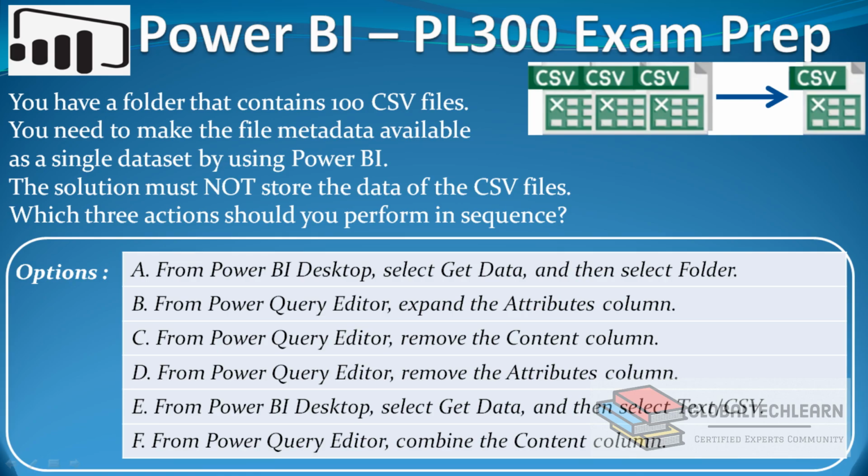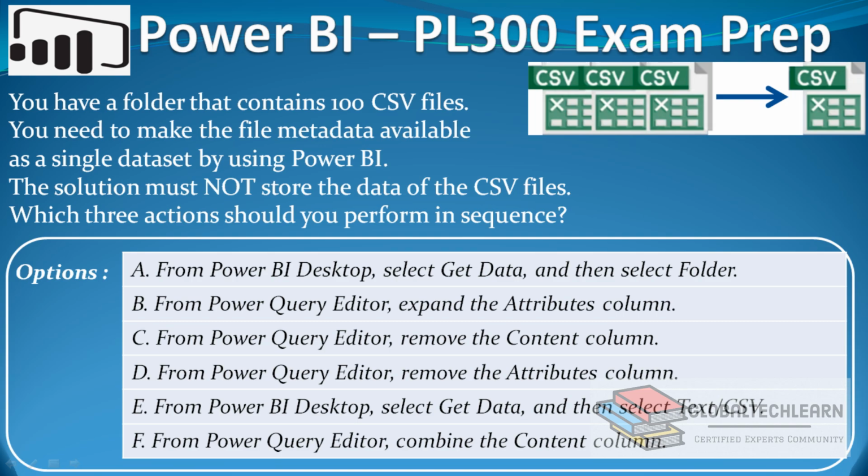In this video, we will practice a Power BI question related to combining multiple CSV files and getting metadata of each file. So the question is, you have a folder that contains 100 CSV files. You need to make the file metadata available as a single dataset by using Power BI. The solution must not store the data of the CSV files. Which three actions should you perform?